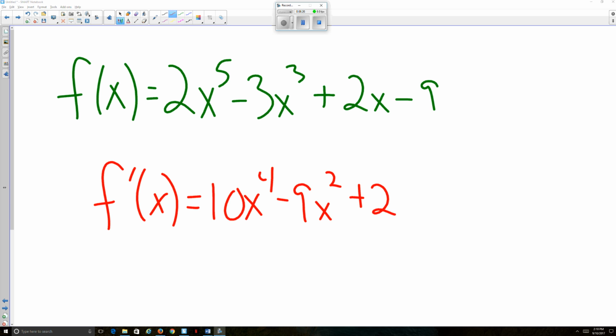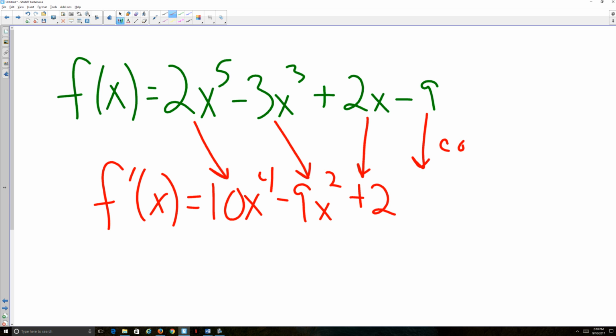All right, now that you've worked it out, here's the derivative. 2x to the 5th goes to 10x to the 4th. Minus 3x cubed, the derivative is minus 9x squared. The derivative of 2x is plus 2. And notice the derivative of 9, because 9 is a constant, its derivative is 0.